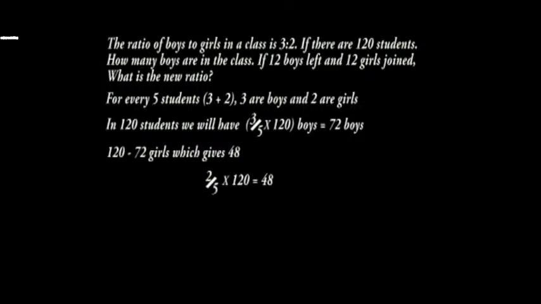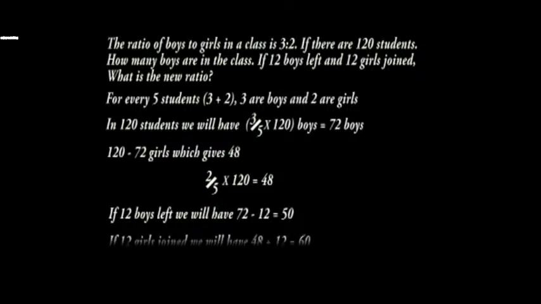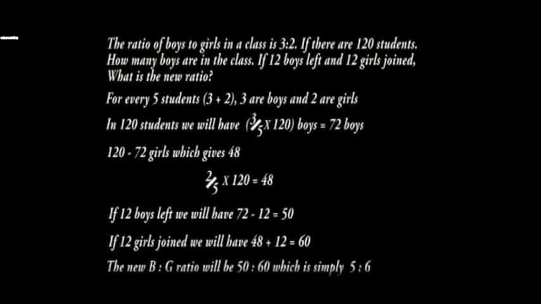Now, if 12 boys left, we will have 72 minus 12, which is equal to 60. If 12 girls joined, we will have 48 plus 12, which is 60. The new boys to girls ratio will be 60 to 60, which simply means 1 to 1.